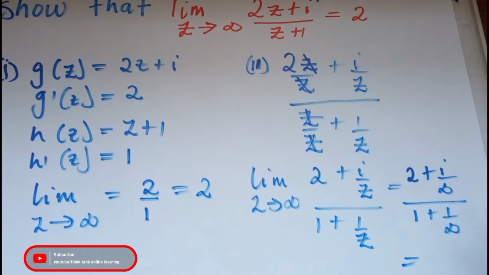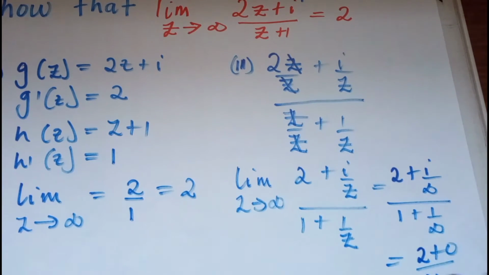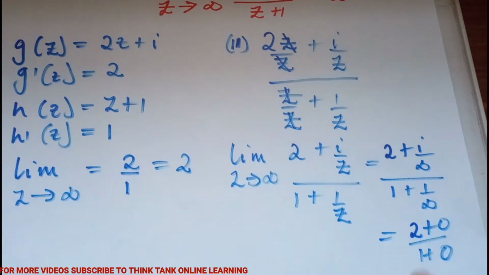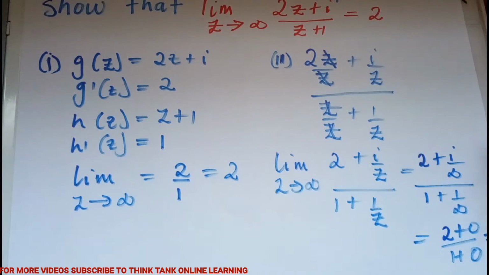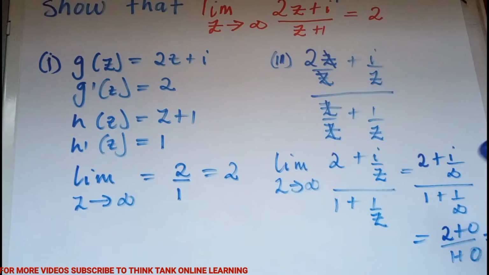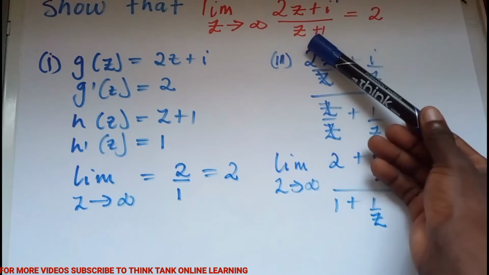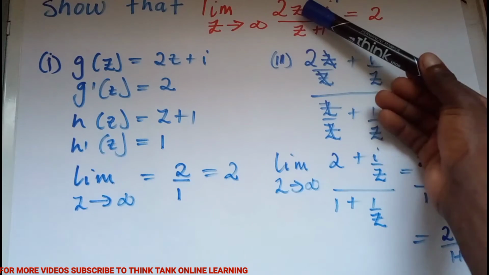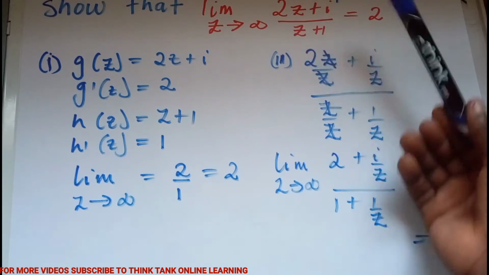You can just try 1 divided by 1 million. You're going to get an answer that is approaching 0. So here I'm going to get 2 plus 0 over 1 plus 0. As you can see, 2 plus 0 is 2, and 1 plus 0 is 1, so the answer is going to be equal to 2. Also, when given a function like that, the power of z is 1 in the numerator and the power of z is 1 in the denominator, so you can just compare the coefficients. The coefficient of z in the numerator is 2 and in the denominator is 1, so the limit is just 2 over 1.